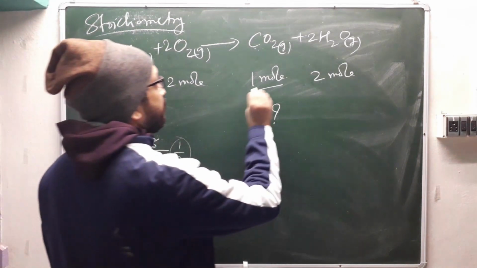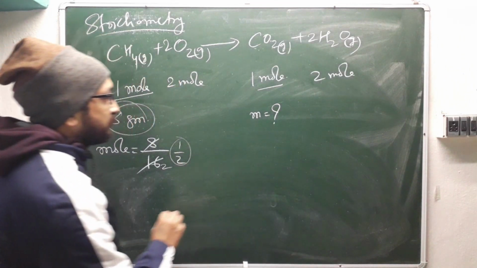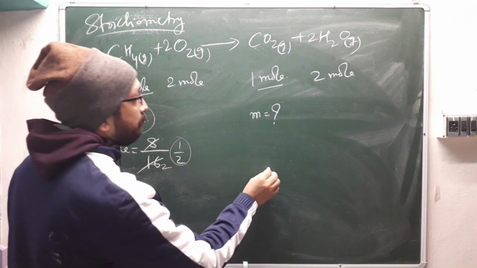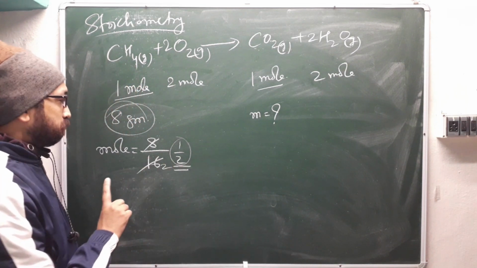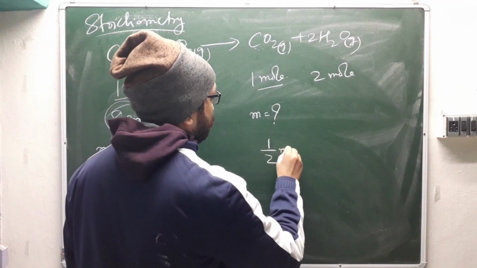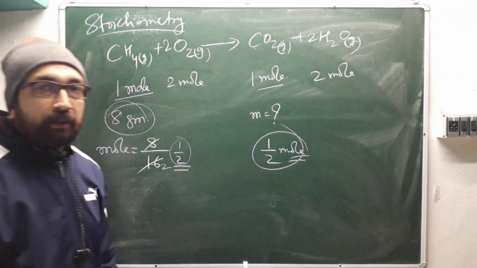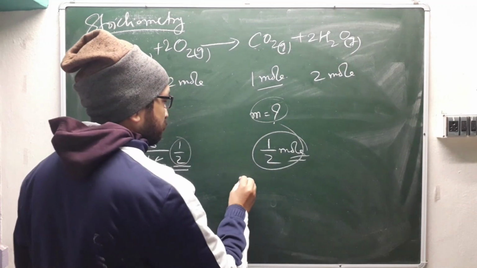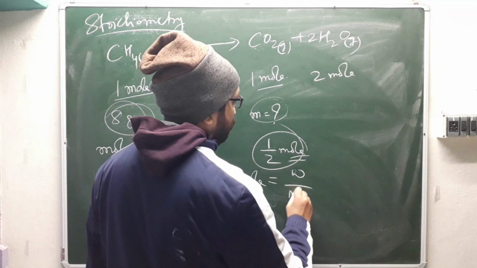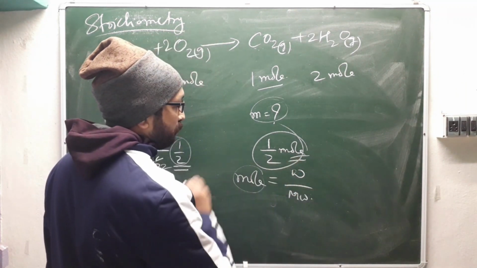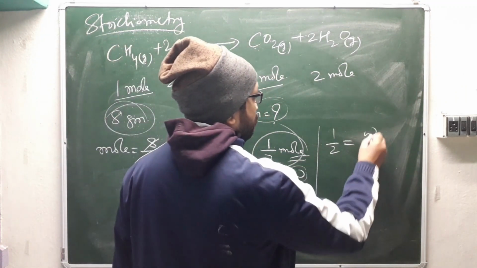If you take 1 mole of methane, you get 1 mole of product. If you take 2 moles of methane, you will get 2 moles of carbon dioxide. If you take half mole of methane, you will get half mole of carbon dioxide. Now you have the moles, just convert it to the amount. Moles of carbon dioxide equals given weight W divided by molecular weight. The mole you already know is 1 by 2, so write 1 by 2 equal to the given weight.